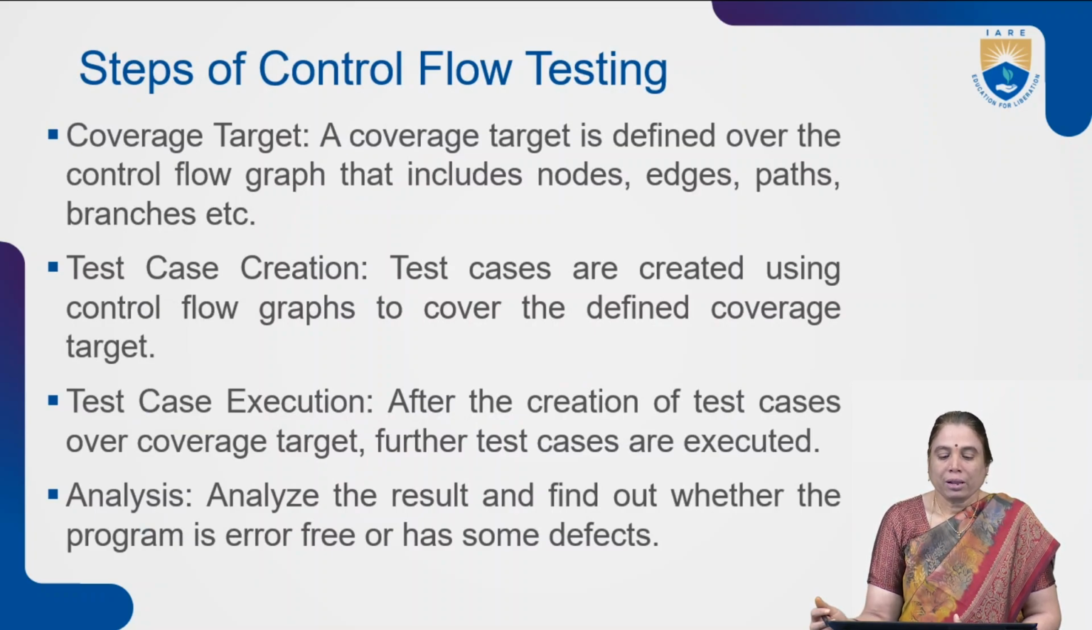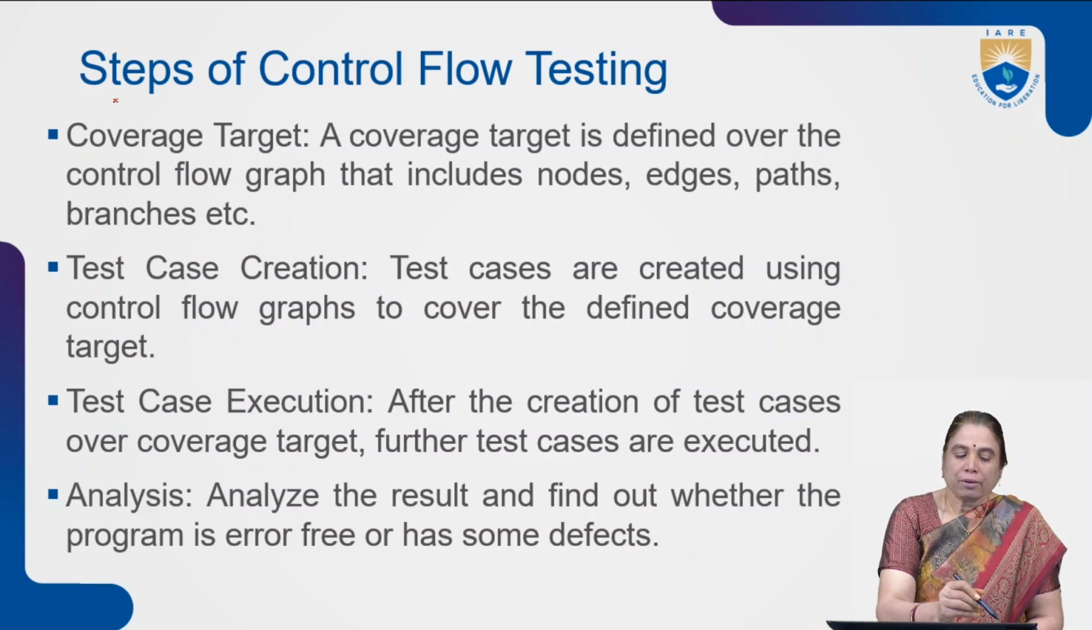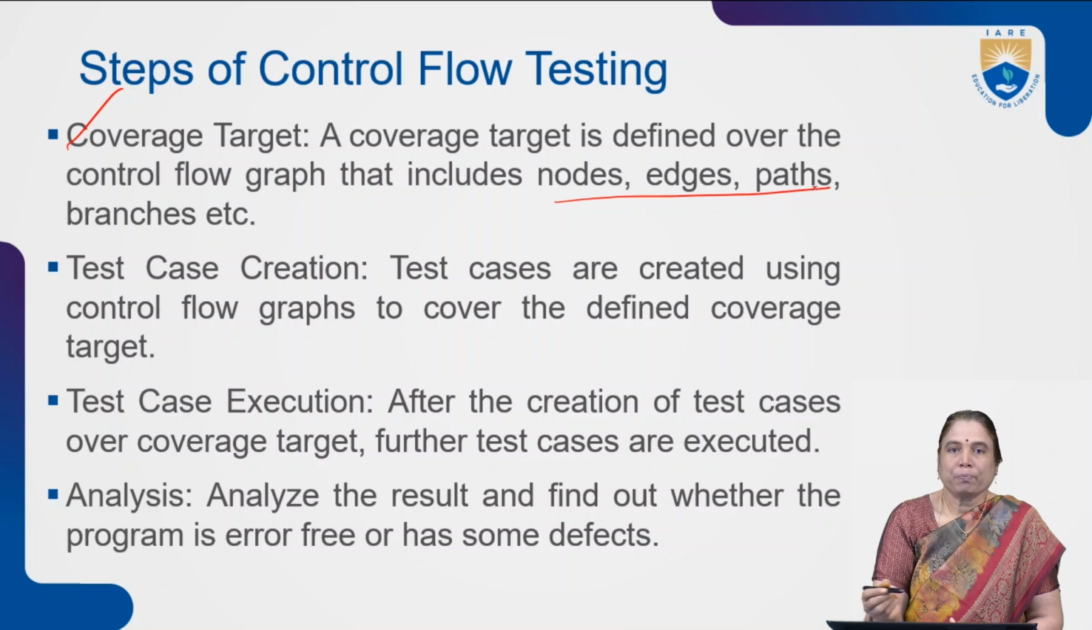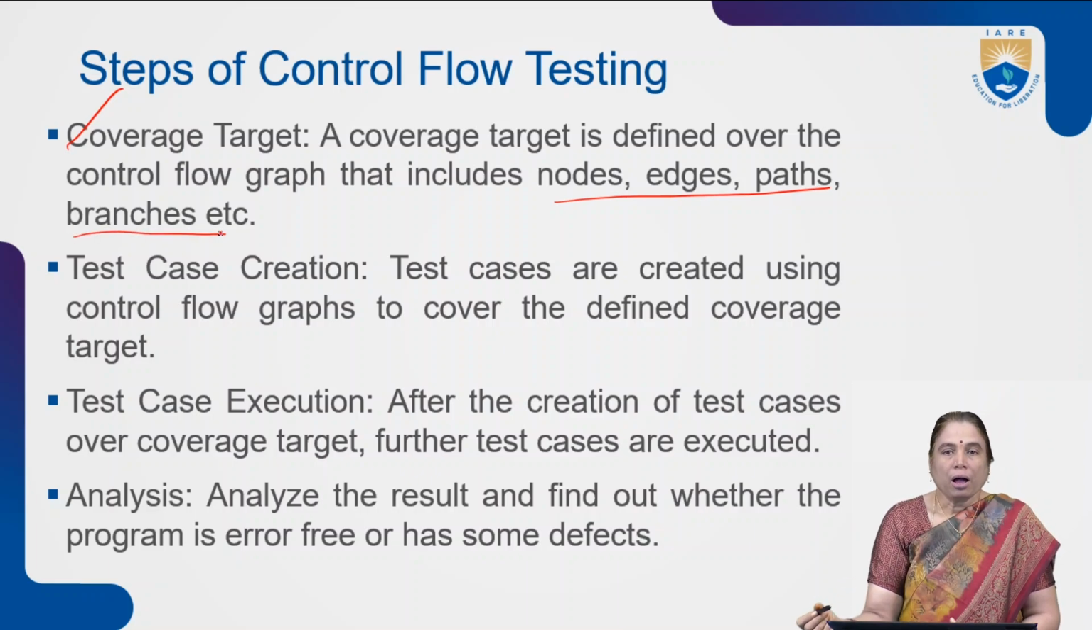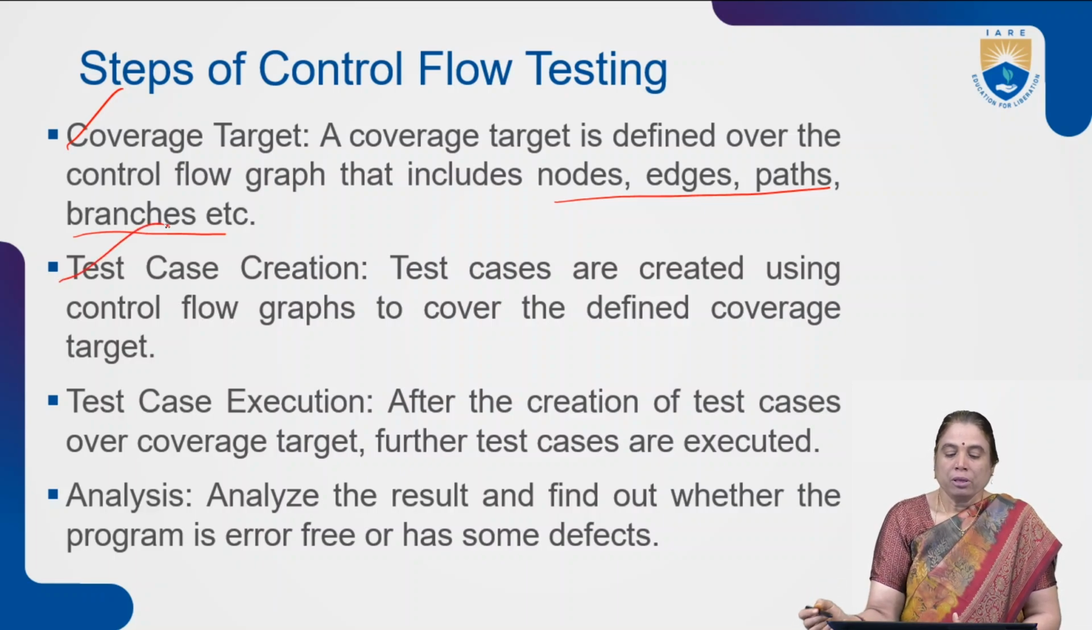The next step after drawing the control flow graph is the coverage target. So a coverage target is defined over the control flow graph that indicates nodes, edges, paths, and branches. So all these components are considered for the coverage target. Based on these identified paths, test case creation can be carried out. So test cases are created using control flow graphs to cover the defined coverage target.